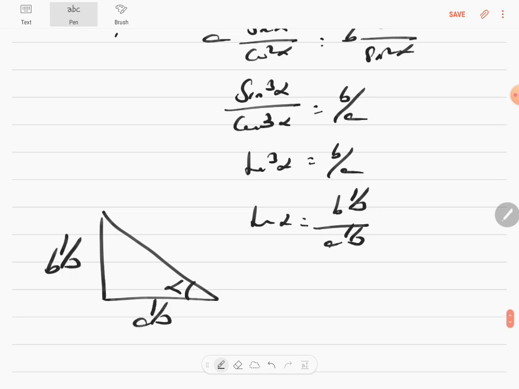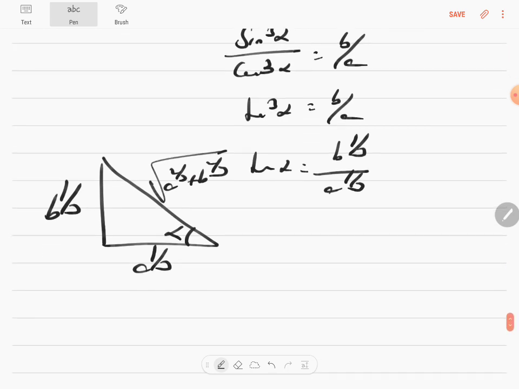Adjacent a to the power 1 by 3. Hypotenuse root of a to the power 2 by 3 plus b to the power 2 by 3 (base square plus height square). Write it like this and then find the length of the hypotenuse.